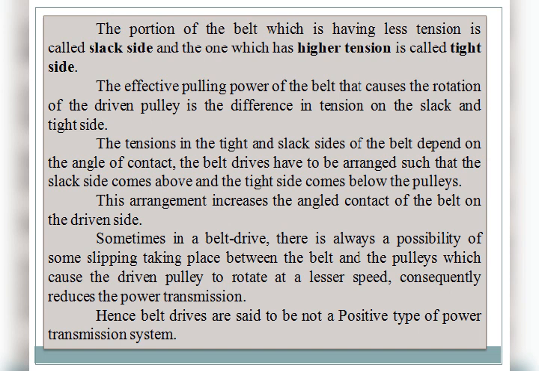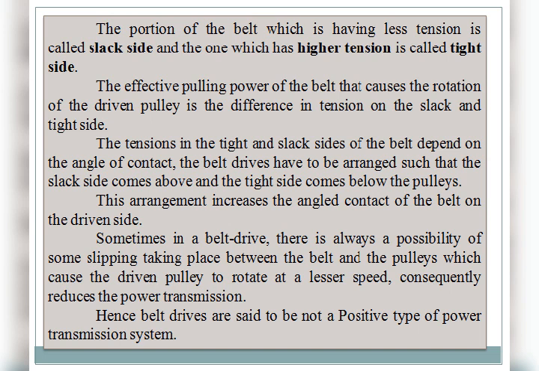That is, power P is equal to torque transmitted T, which is equal to (T1 minus T2), those two being the tensions, into R, that we need to consider. The tensions in the tight and slack sides of the belt depend on the angle of contact. So now these tensions depend on certain factors, such as, as mentioned, the angle of contact.